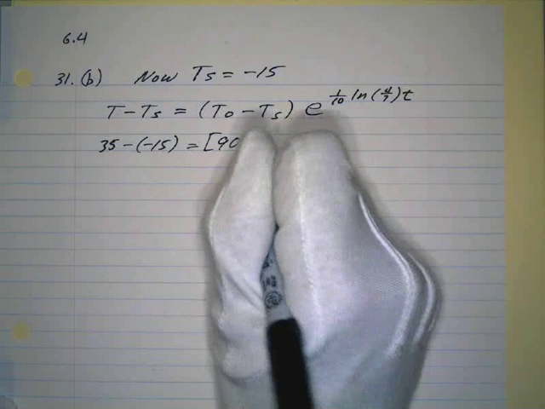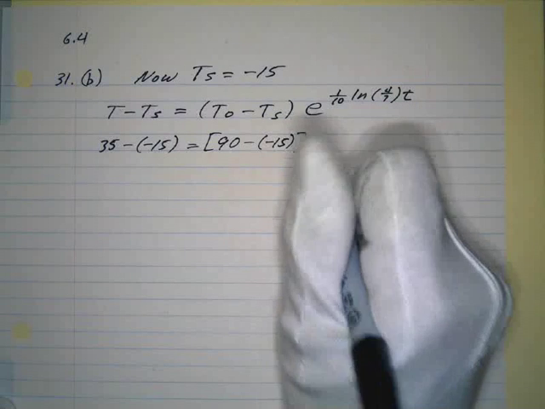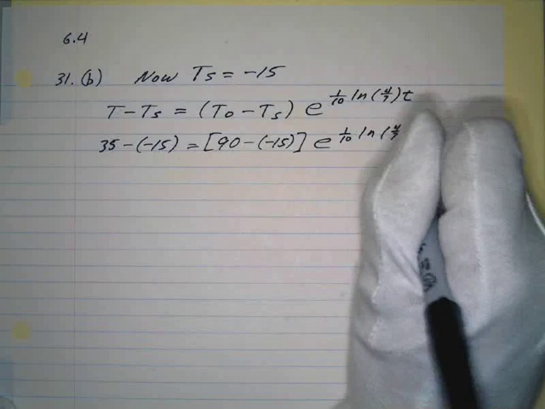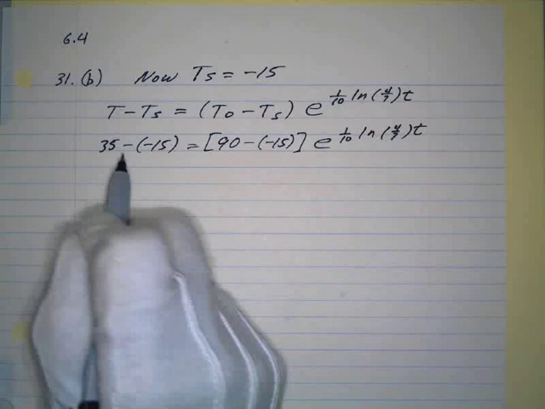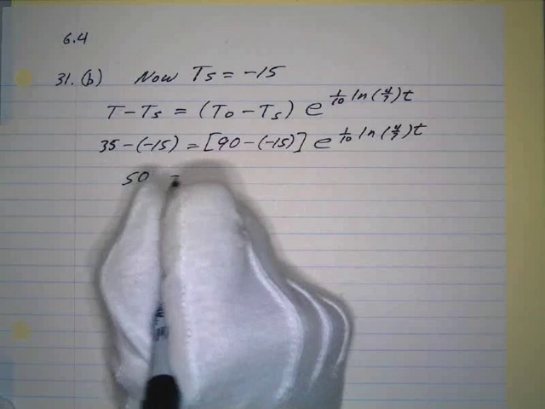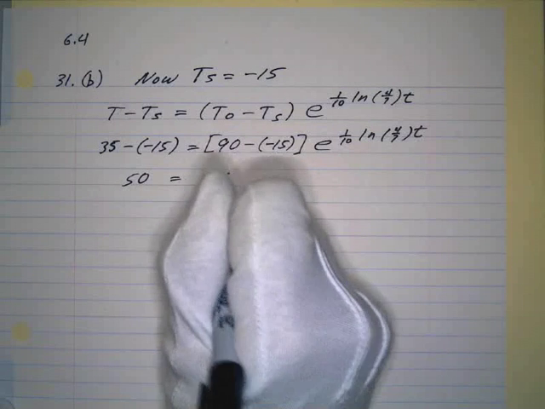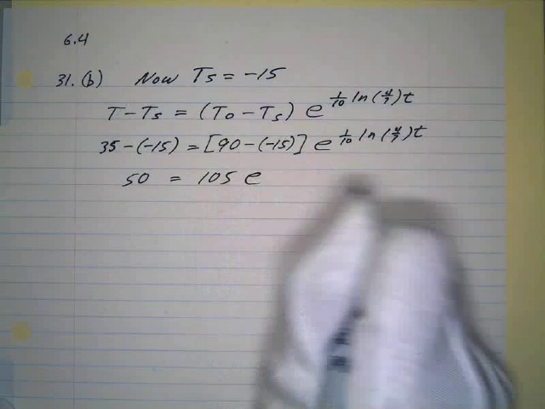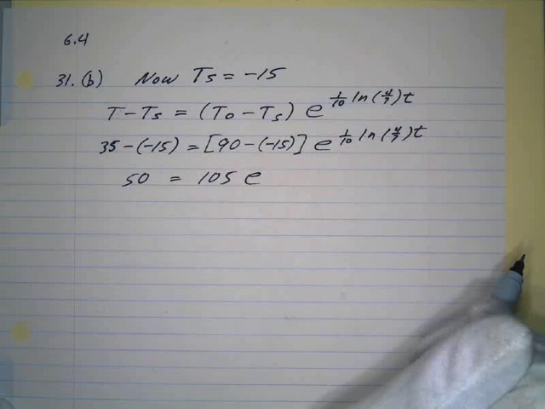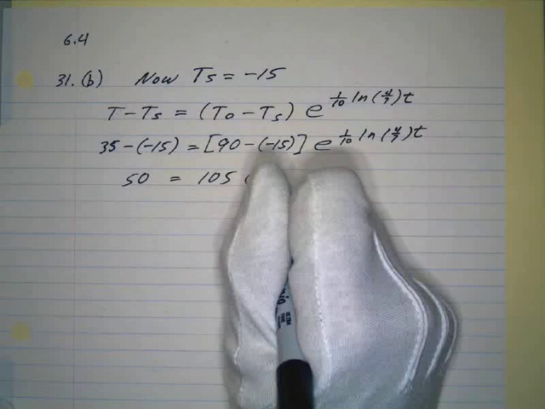But I got a new surrounding temperature, negative 15, so that's minus negative 15. And this is the same thing over here, e to the 1 over 10, the natural log of 4 over 7 t. And then this is going to be 35 plus 15, which is 50. And then 90 plus 15, negative is positive, is 105. That's going to be e, and then I'm going to have KT, and I'll call this whole shebang K, just to save me some writing again.